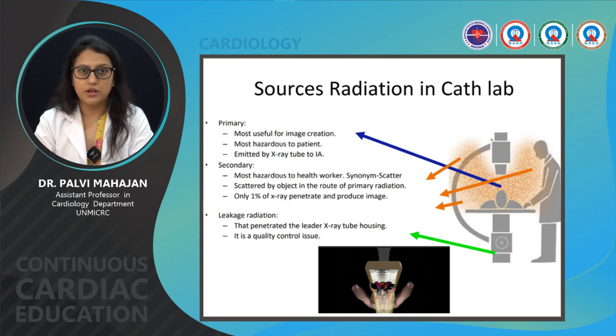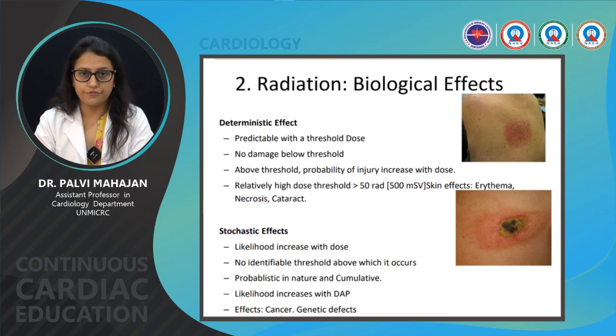Leakage radiation is that which penetrates the X-ray tube housing. It is a quality control issue. Radiation has various biological effects: deterministic and stochastic. Deterministic effects are predictable, with a threshold dose. There is no damage below the threshold. Above the threshold, the probability of injury increases with the dose.